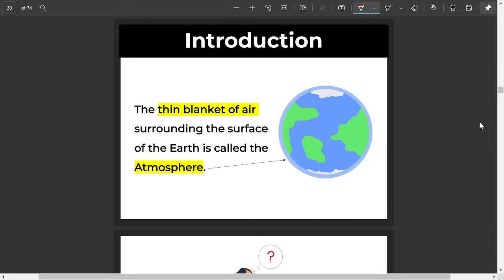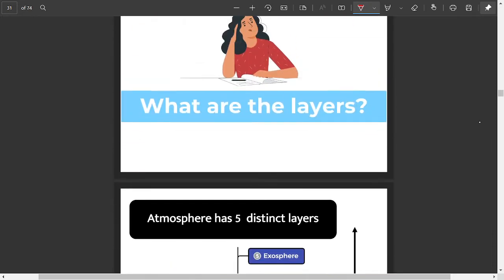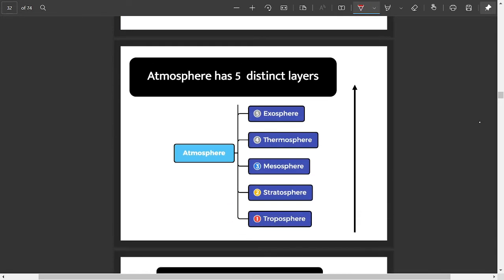The blanket of air surrounding the surface of the earth is called the atmosphere. Like you can see, this is called the atmosphere. You can just note these lines. What are these layers called?